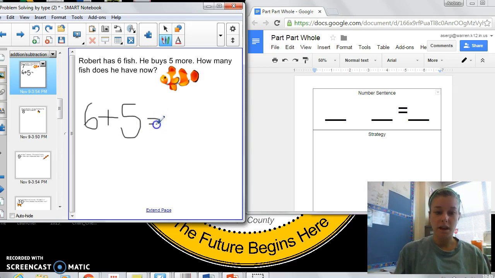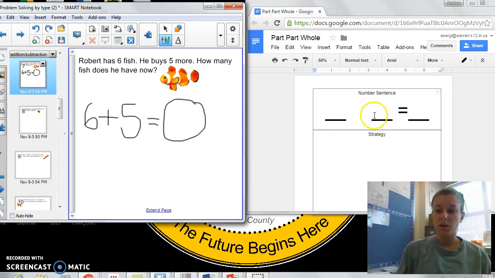So it's asking me how many fish he has altogether. He didn't tell me how many he has altogether. He was asking me. So if you're using this sheet over here, you would just write 6 plus 5 equals, and then you would just circle it because you don't know yet. Then you have to pick a strategy. I'm going to draw a picture for my strategy.